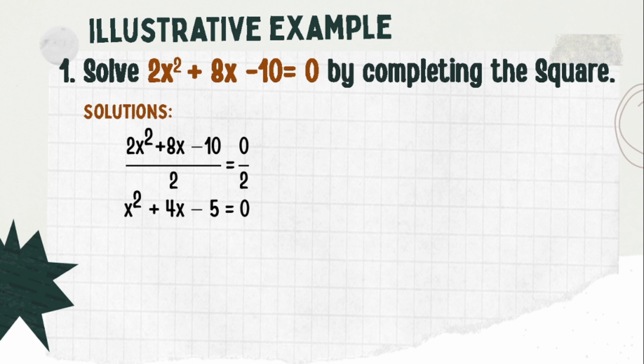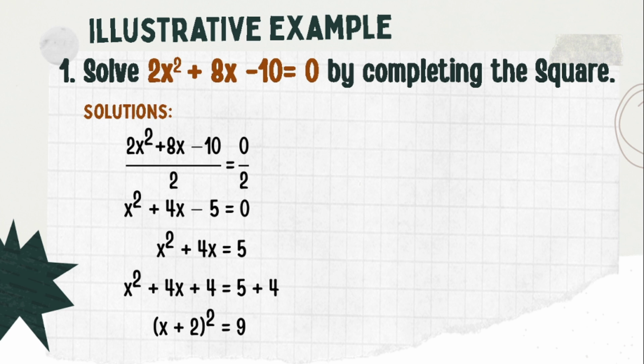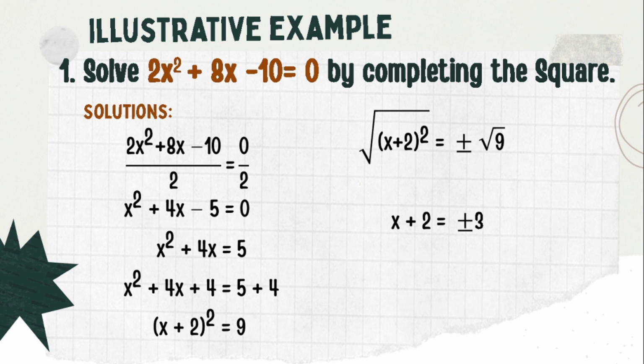Next, separate the constant from term containing x, and that is x squared plus 4x is equal to 5. Then, add 4 to both sides of the equation to make the left side a perfect square trinomial. After that, express the left side of the equation as a square of binomial or simply factor the left side. So that is, the quantity of x plus 2 squared is equal to 9. Extract the square root, which gives you x plus 2 is equal to plus or minus 3.